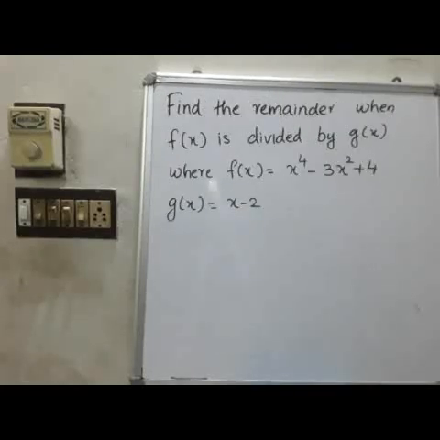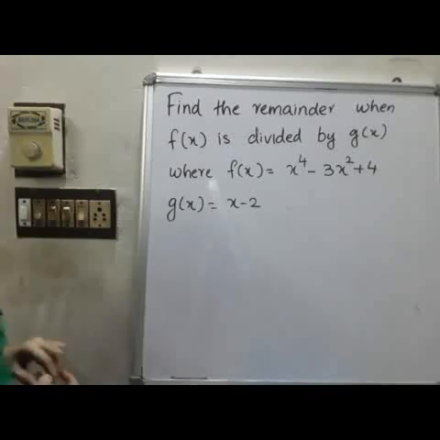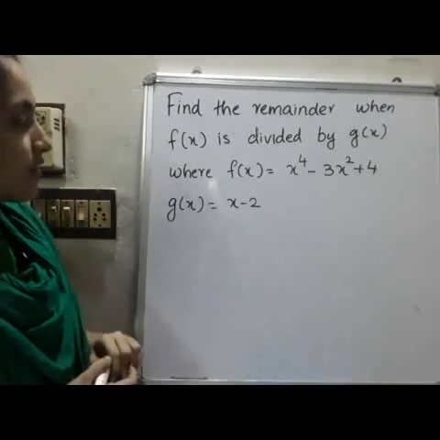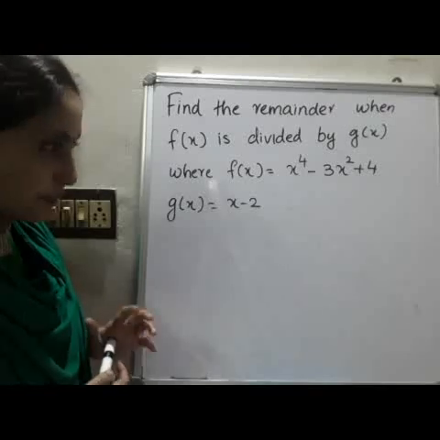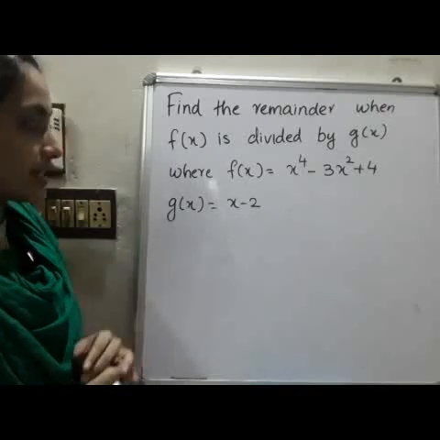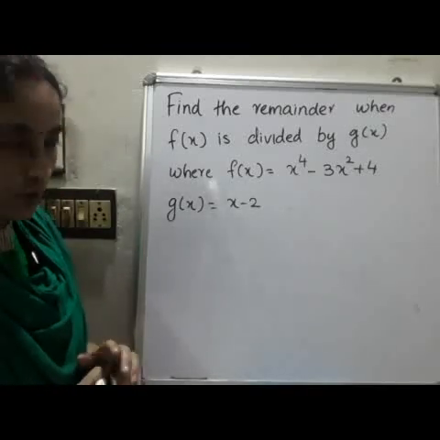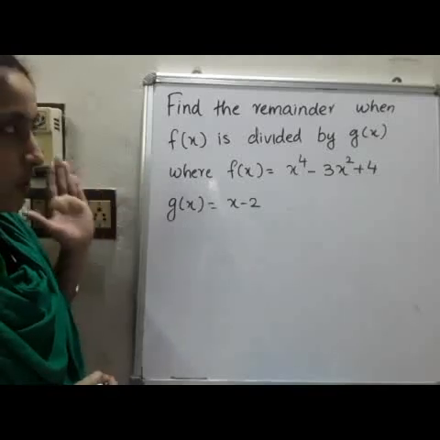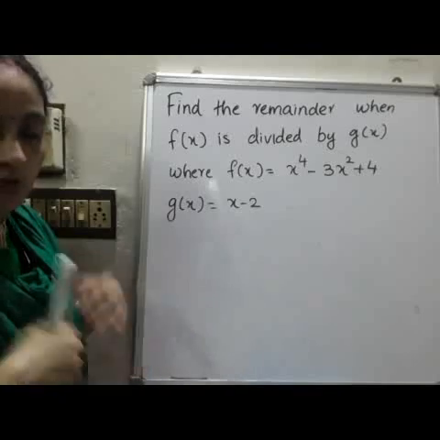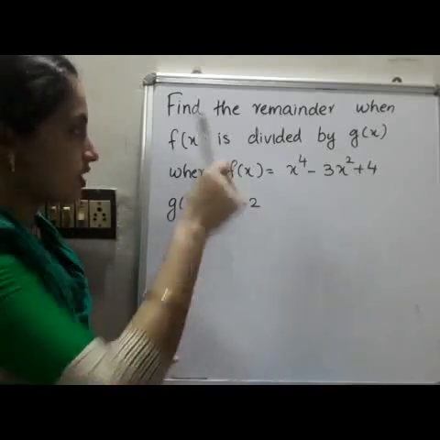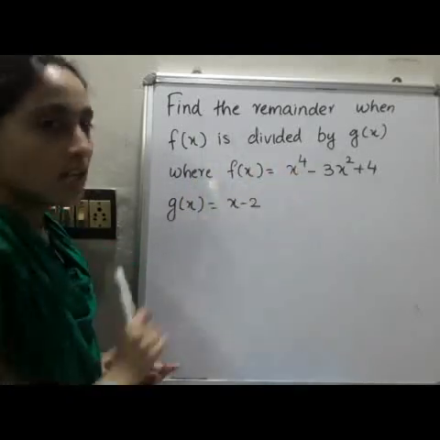Next question is, find the remainder when f of x is divided by g of x, where f of x is equal to x raised to 4 minus 3x square plus 4. G of x is equal to x minus 2. So when you got this question, what you have to do is find the remainder. For that purpose, you have to divide the polynomial f of x by g of x.